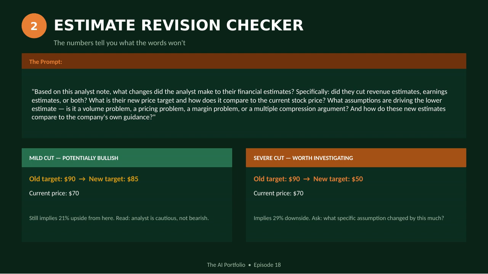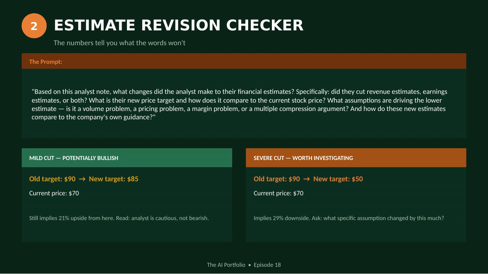Prompt 1. The thesis extractor. Analyst notes are often long, 20, 30, even 40 pages. They're also written in dense financial jargon designed for institutional audiences. The first thing you want AI to do is strip away everything and tell you exactly what is new.